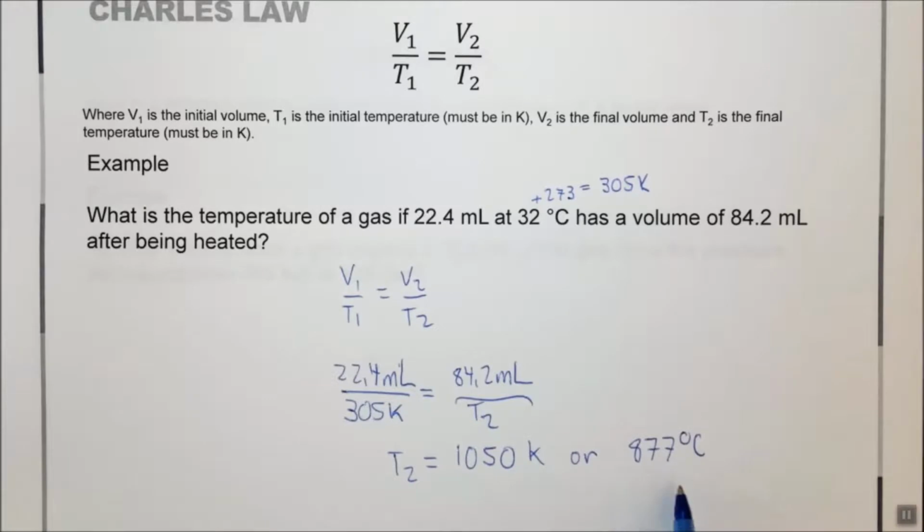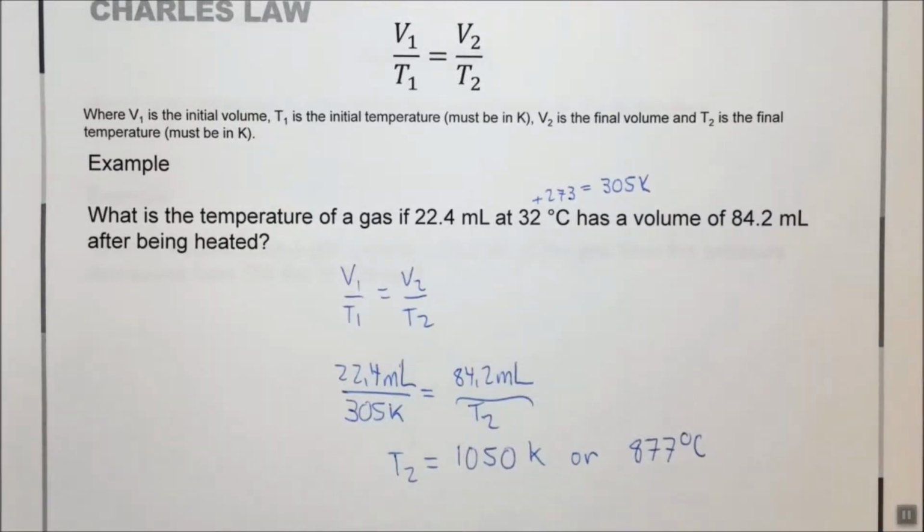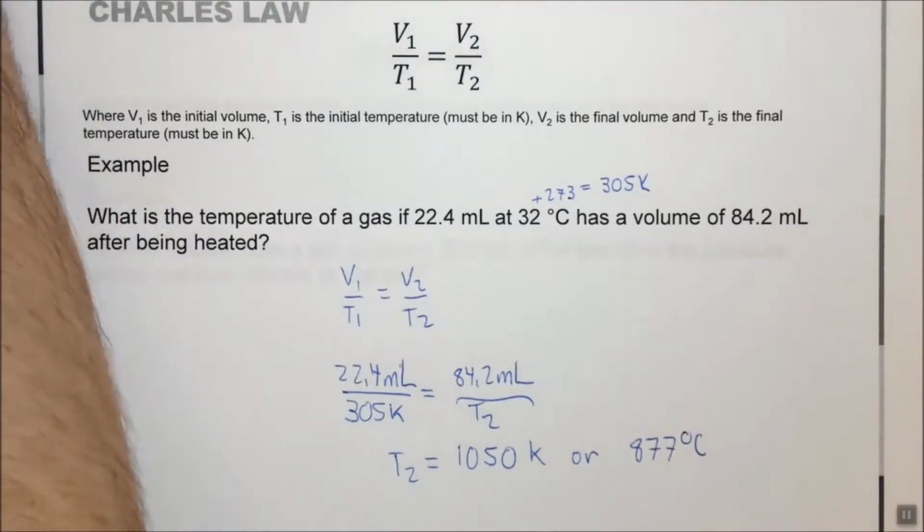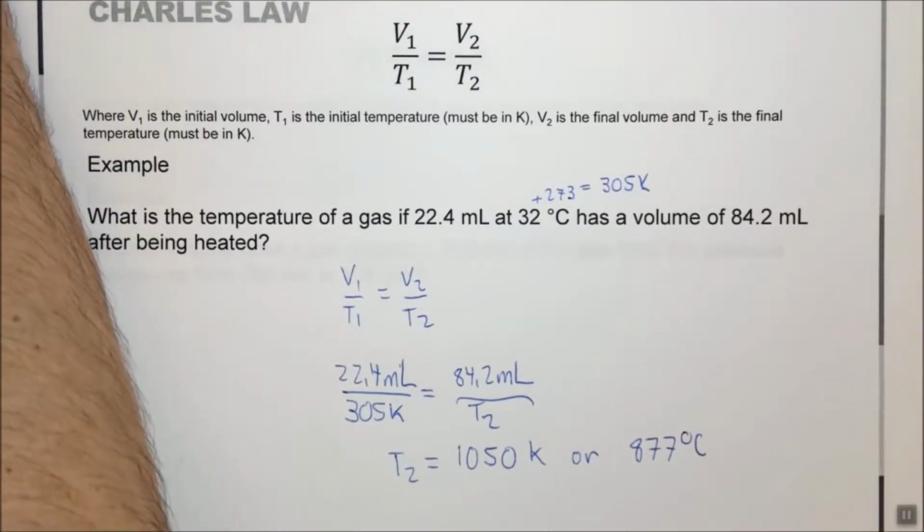Celsius. You're not required to convert it to Celsius, but if you wanted to, that gives you an idea. So you'd have to heat this up quite a bit, from 32 to 877, to cause this large of a volume shift. Let's look at some other variables.